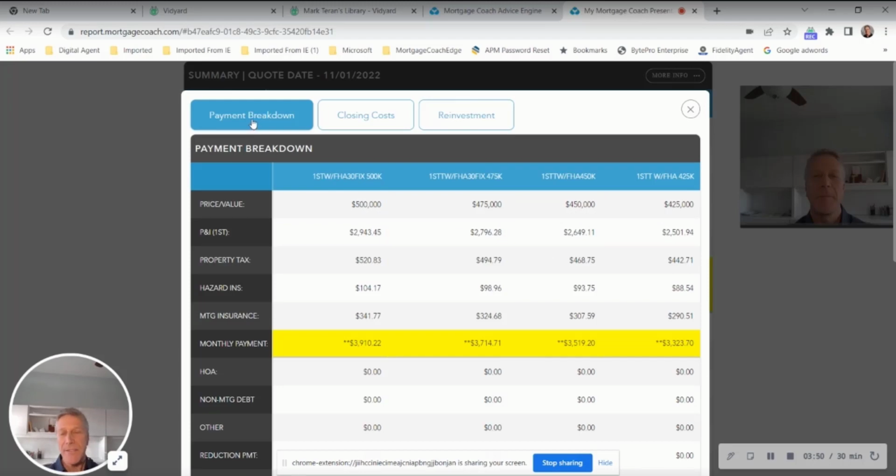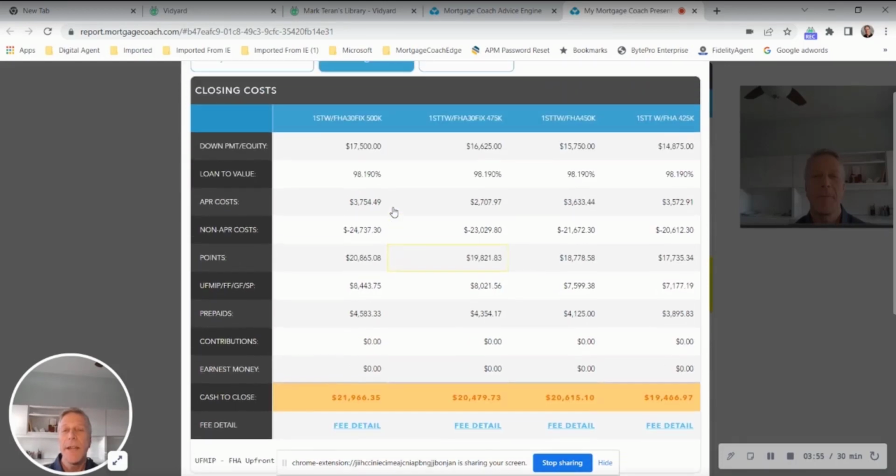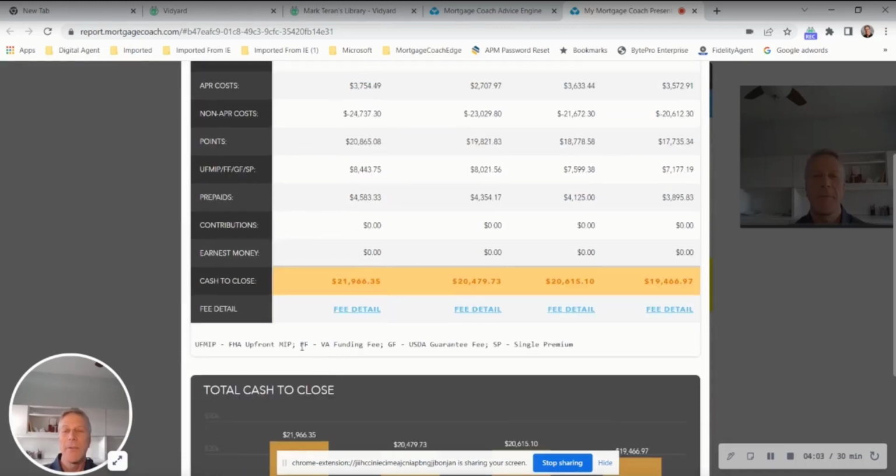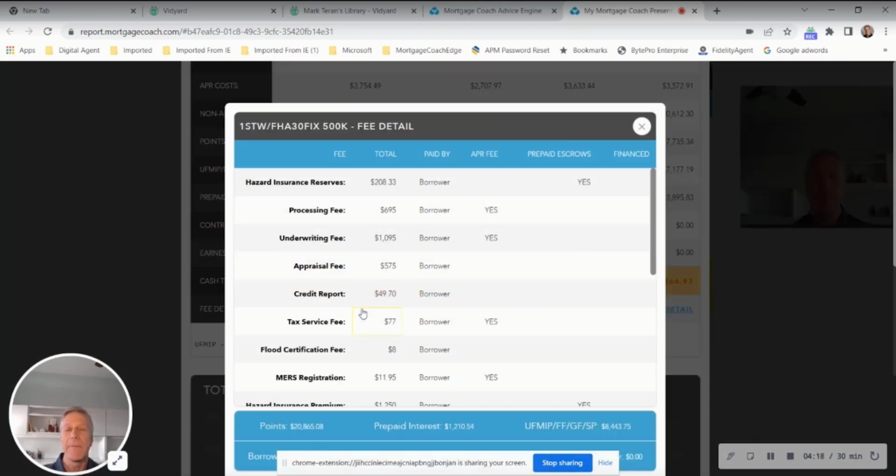So next to the payment breakdown is a closing cost tab. If we click on that, we will get a breakdown of all our down payment in each scenario and our total cost and points. And scrolling down to the bottom, that cash to close includes down payment, closing cost, and any assistance, everything. So that gives them total cash that they would need to get in. Just below that in blue is a little fee detail. If they click on that, they get a detailed estimate of all the closing costs that they would need to get in, and I would personally walk them through that scenario.